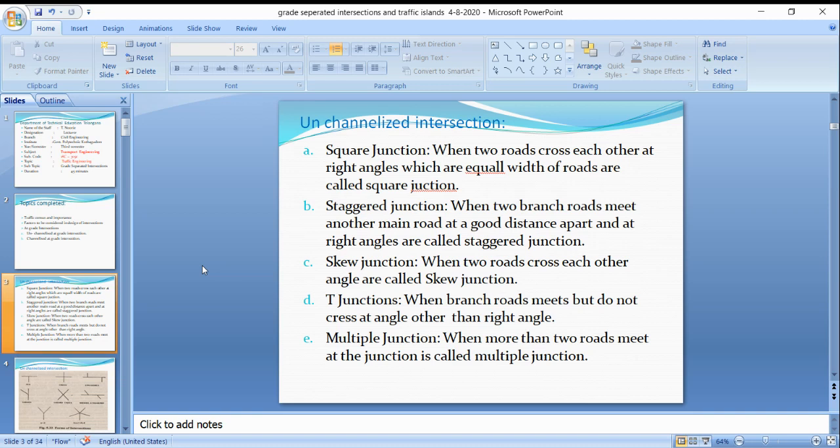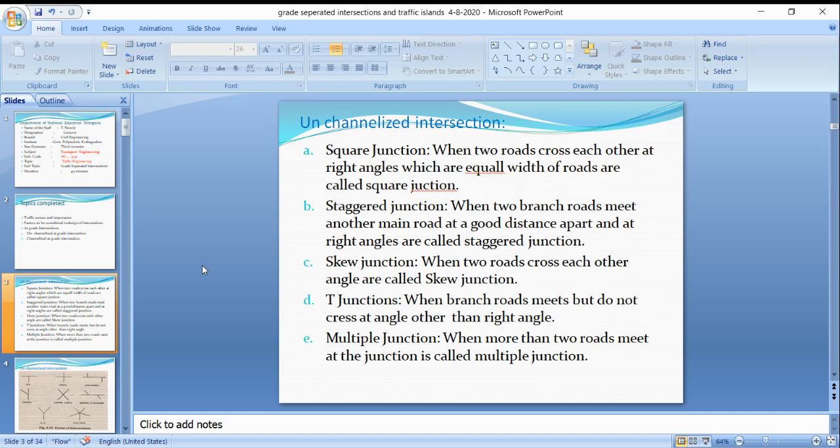Skew junctions have some inclination. The staggered junctions, as I said, should be right angled to the main road. Skew junctions will not be right angled; they have some inclination. So when two roads cross each other at an angle, it is called a skew junction.